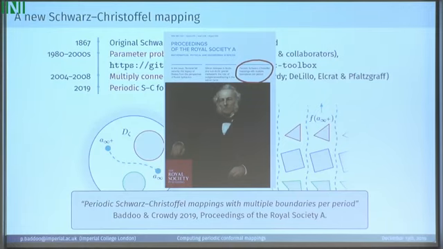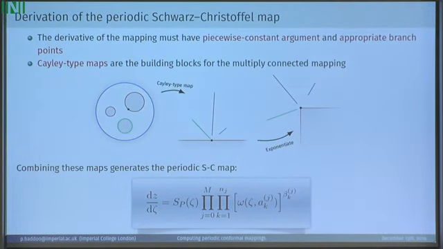So this is roughly how we constructed the Schwarz-Christoffel formula for the multiply connected periodic domain. The key is really to take something called a Cayley-type map. Basically, with a Schwarz-Christoffel formula, you want the derivative of the mapping to take piecewise constant argument. And that's fine in the simply connected case, but when you have multiple circles, how do you have piecewise constant argument on one circle without screwing up the argument on the other circles?